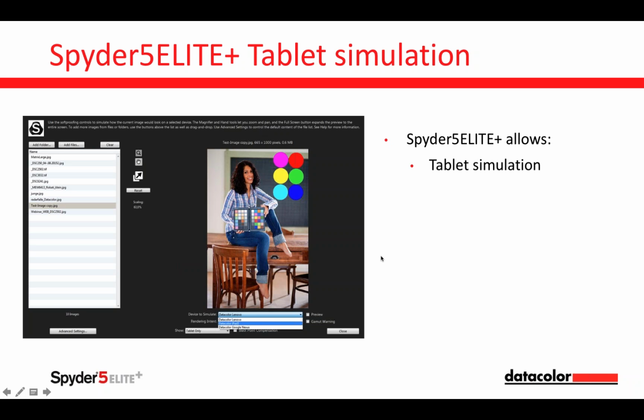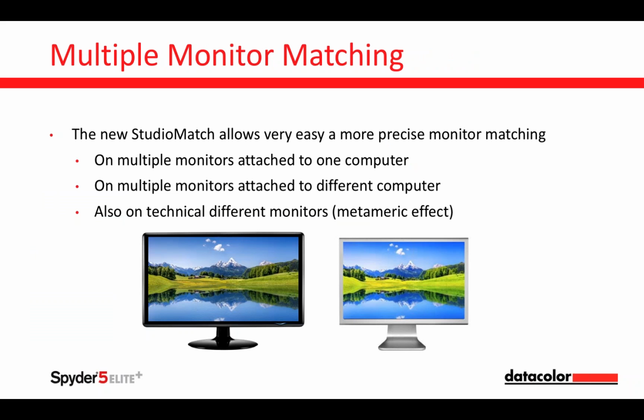Then we also talked about the multiple monitor matching. So Spyder5 Elite users know that they have a function which is called StudioMatch. So what does it mean? That multiple monitor matching. The new StudioMatch is, let me say, a bit more simplified version of the StudioMatch, which helps you to really precisely match your monitors as closely as possible.